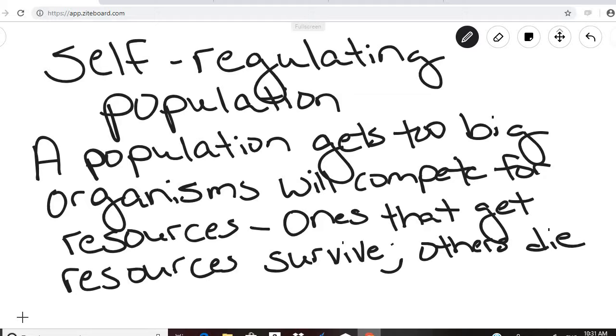So that is a way of self-regulating the population. It gets too big, and then there is a correction to bring that population back to the other size. This competition can be within a species, or it can be between different species. So you can have the same species competing for resources, or you can have different species competing for the same resources.